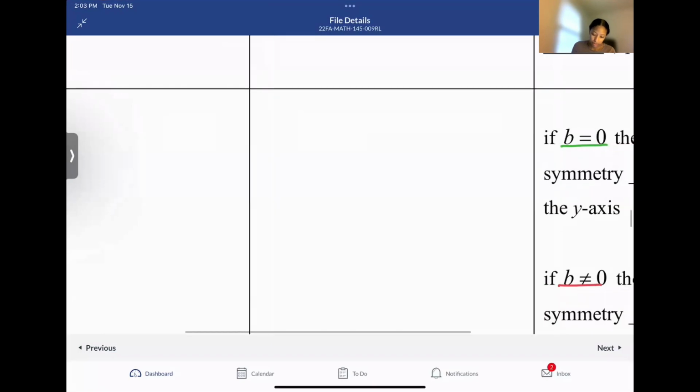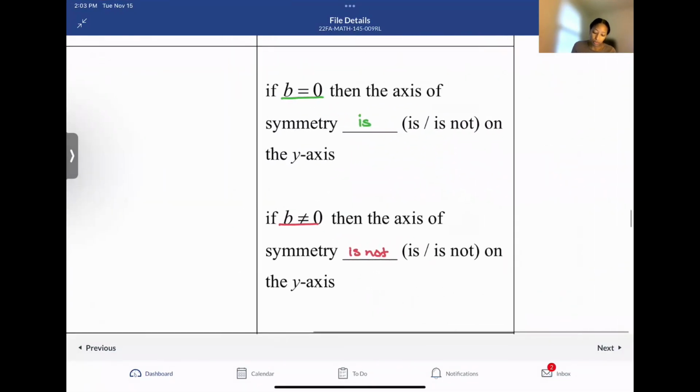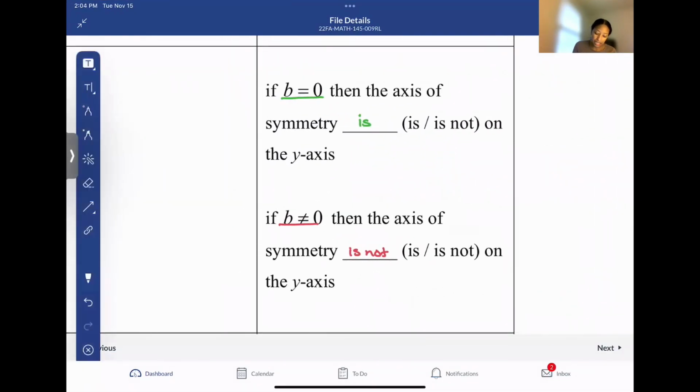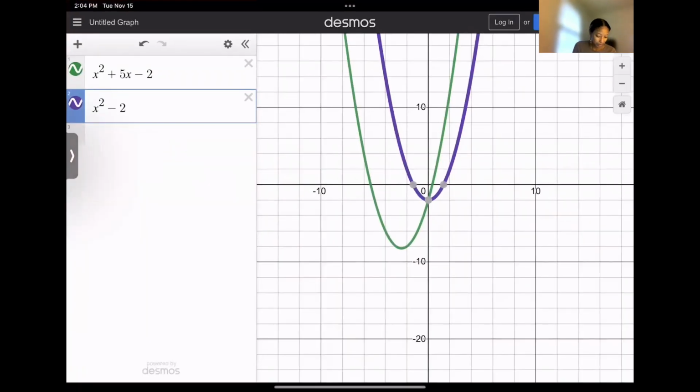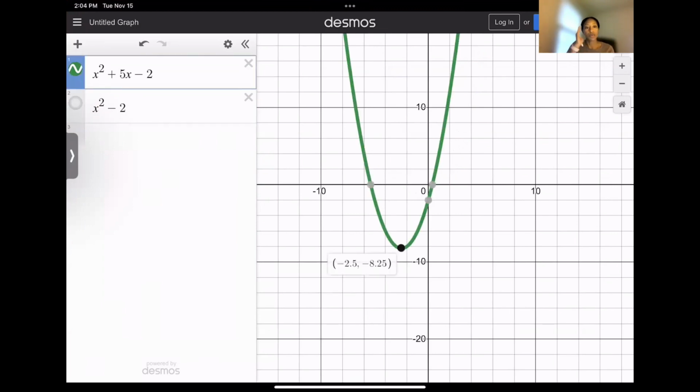Back to our book. So that's what we mean here. When b equals 0, the axis of symmetry is on the y-axis. We should also note, when the axis of symmetry is the y-axis, the vertex is also on the y-axis. The vertex in this case is (0, -2). And if the axis of symmetry is not on the y-axis, then the vertex is not on the y-axis. That one's (-2.5, -8.25).